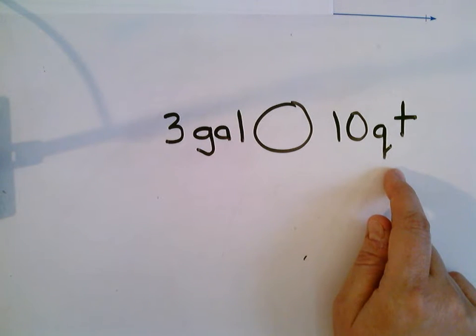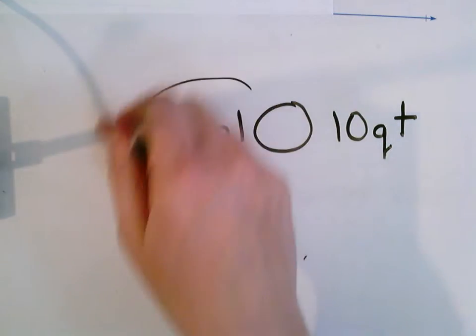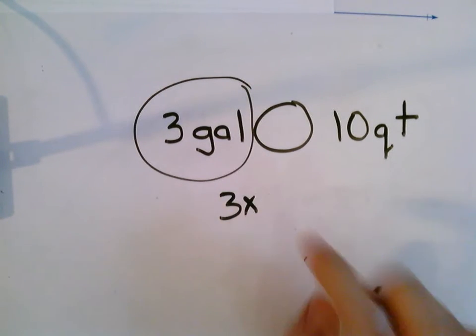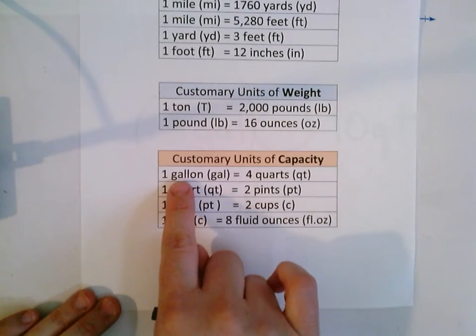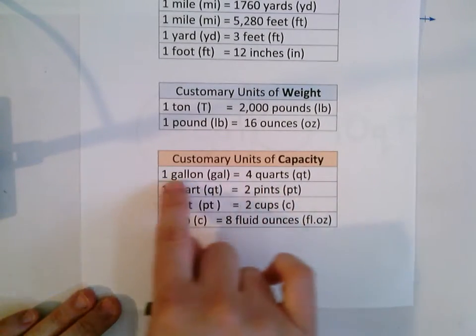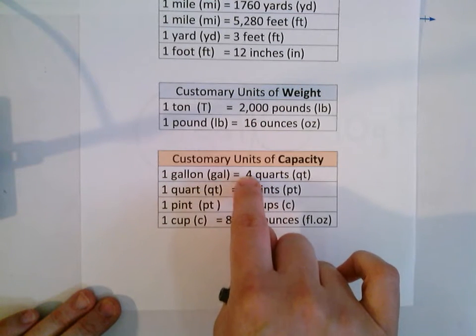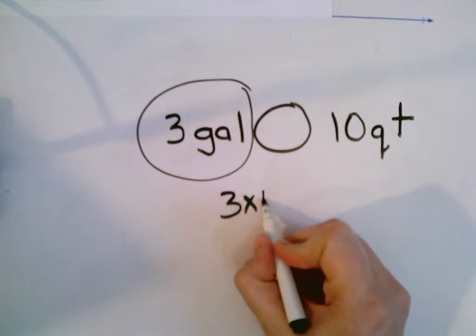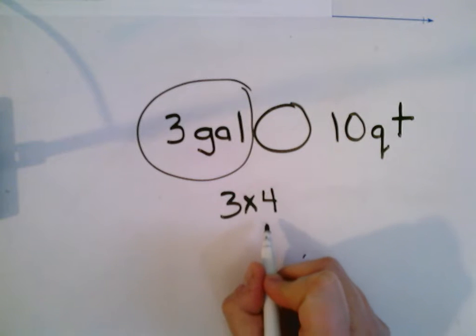I know 4 quarts are in a gallon. The gallon is our largest customary unit, so I know that gallons is my larger unit. So I'm going to be multiplying 3 times something. I'm going to use my conversion chart to see what to multiply by. I found gallons here and quarts here, so they're on the same line, and I'm just going to use one number. 4 quarts are in a gallon, so I'm going to be multiplying by 4. So 3 times 4 is going to tell me how many quarts I have in 3 gallons.